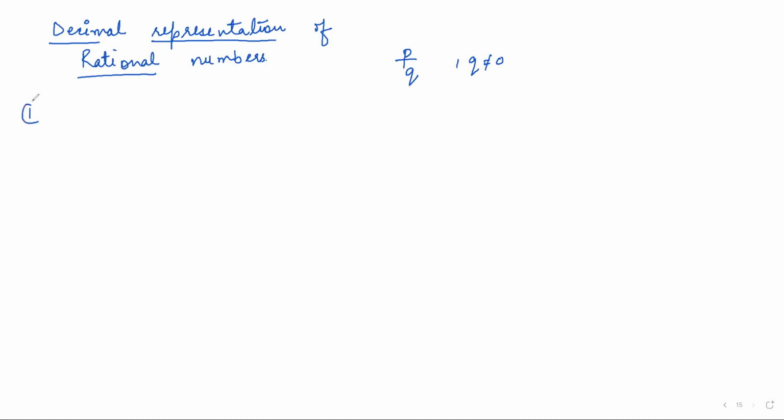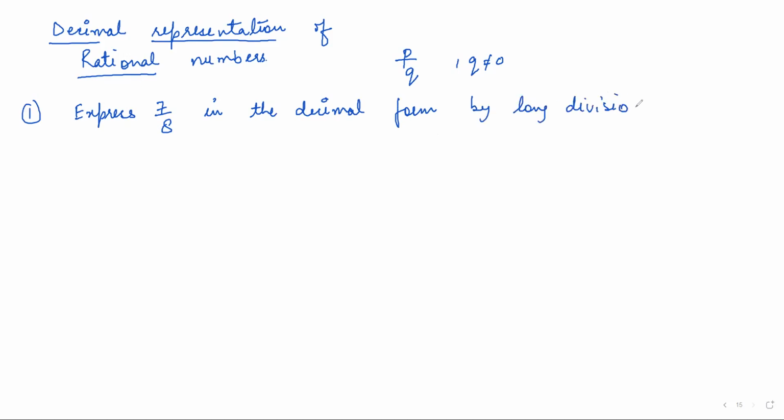Now the first question is, you will also write it in your copy: express 7 by 8 in the decimal form by using long division. This method is called the long division method. Simple division, you know how to divide, right? So you have to divide 7 by 8.